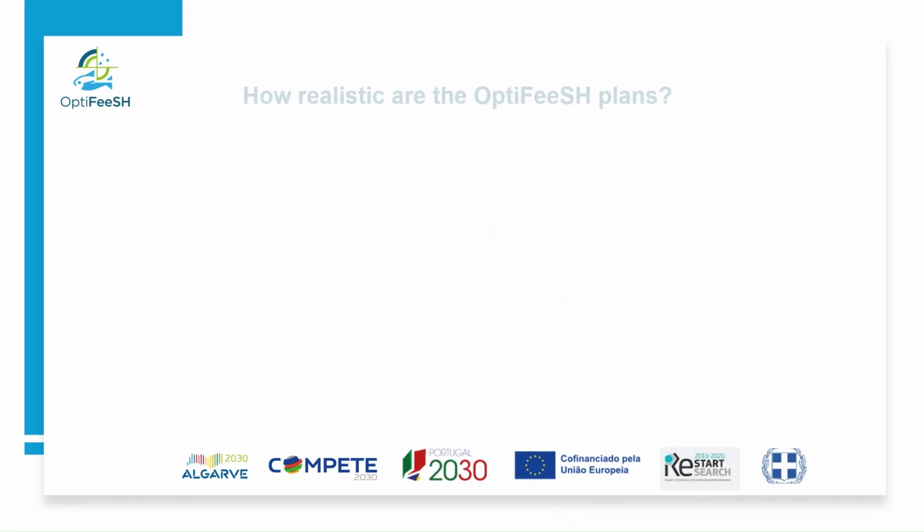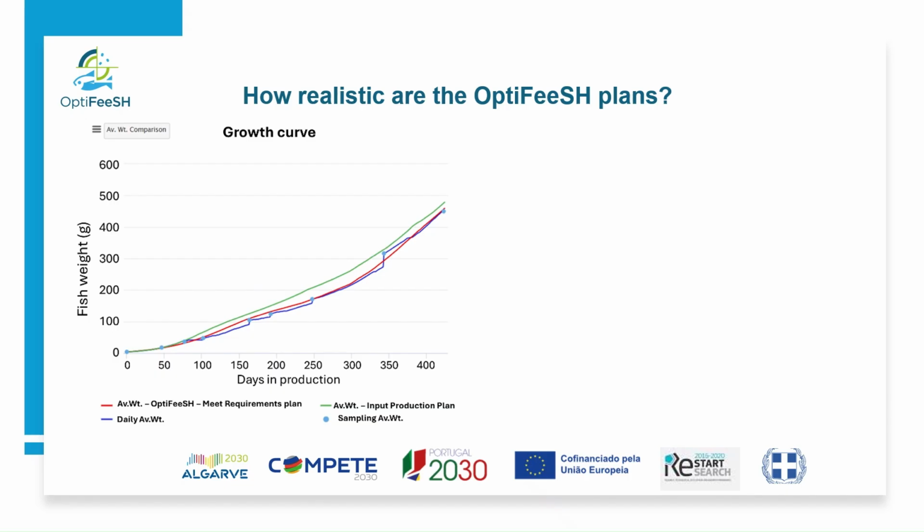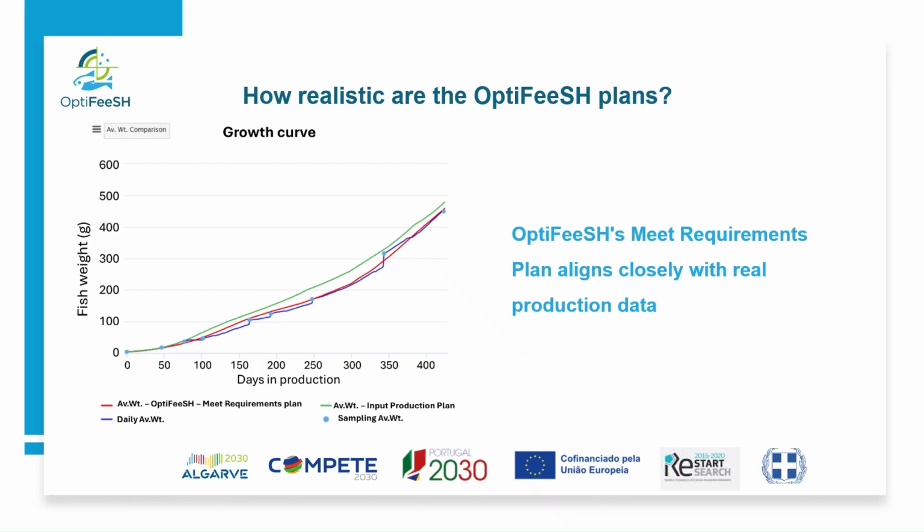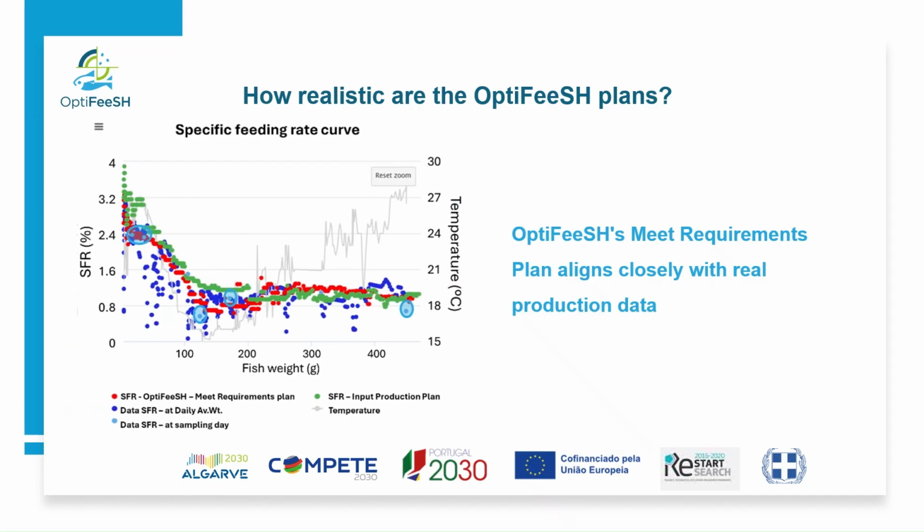But the key question is, how realistic are these OptiFeeSH plans? How do they compare to reality? To answer this, we compared the OptiFeeSH meat requirements plan, which provides specific feeding rates to achieve the target growth, with real cage data. As shown, the OptiFeeSH weight predictions, the red line, align closely with the actual data, the blue dots. And we can see the same alignment regarding the specific feeding rates. In fact, it shows that using the meat requirements would be a better guide for feeding than the current plan, shown in green.